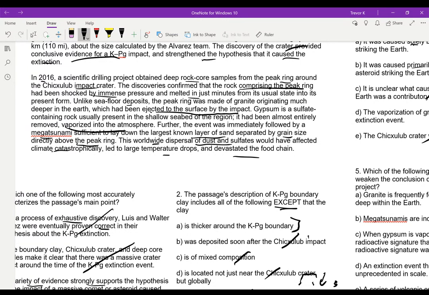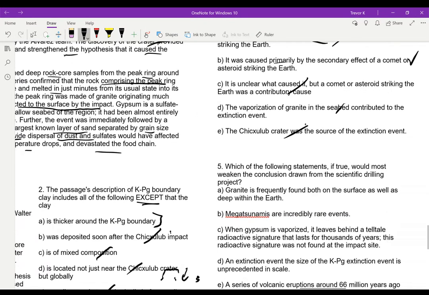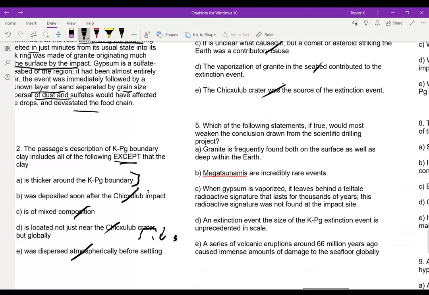All right, so we've got the rock with the pressure. We've got the granite ejected. We've got the gypsum vaporized, and we've got the mega tsunami. All right. So if we want to weaken it, we've got to somehow get this thing.